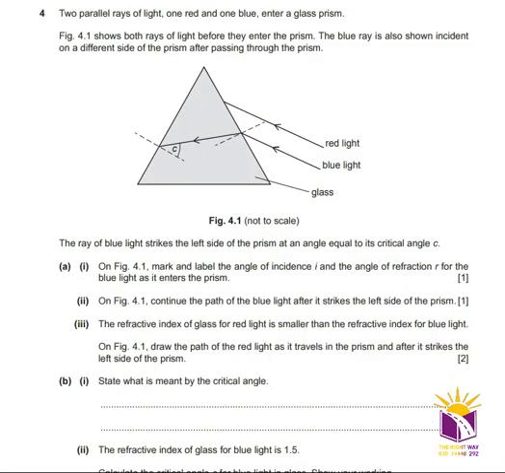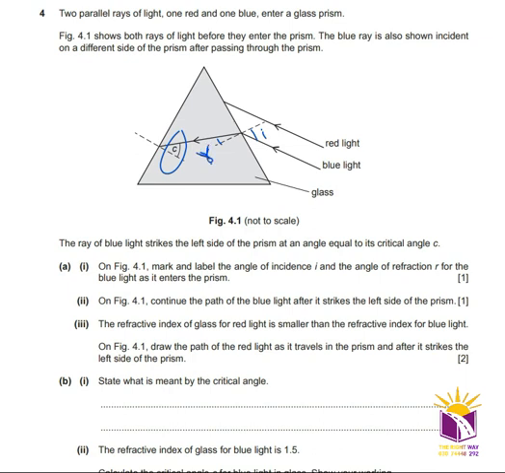Two parallel rays of light, one red and one blue, enter a glass prism. Figure 4.1 shows both rays of the light before they enter the prism. The blue ray is also shown incident on a different side of the prism after passing through the prism. The ray of blue light strikes the left side of the prism at an angle equal to its critical angle. Okay, this is our critical angle over here, left side. On figure 4.1, mark and label the angle of incidence and the angle of refraction for the blue light. So for the blue light, this is going to be our angle of incidence and this is going to be our angle of refraction.